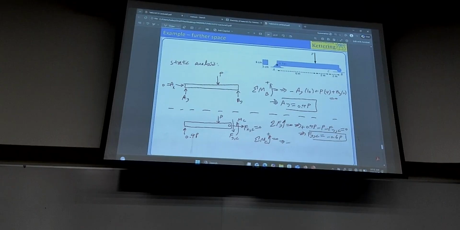Very good. Negative 0.4 P. The distance, A to C: 8 meters. Move on to P. Is it positive or negative? Positive. P times 2. Moment of Fyc about C: 0.